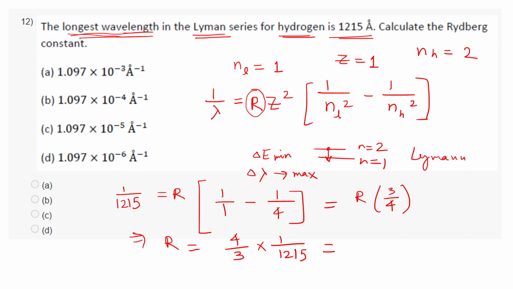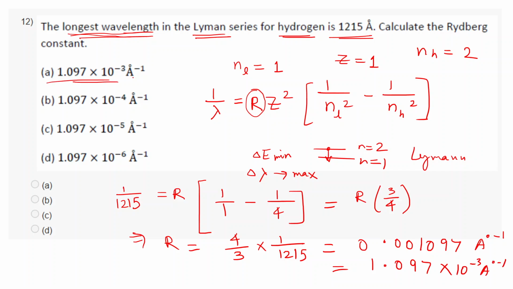Now let's calculate this. 4 divided by 3 divided by 1215 is 0.001097 angstrom inverse. If I change it into a power, it will be 1.097 times 10 to the power minus 3 angstrom inverse. So the correct answer is answer A. This is the correct answer.